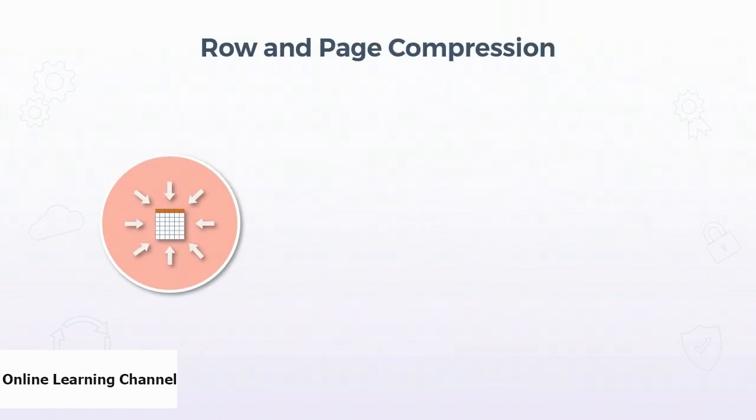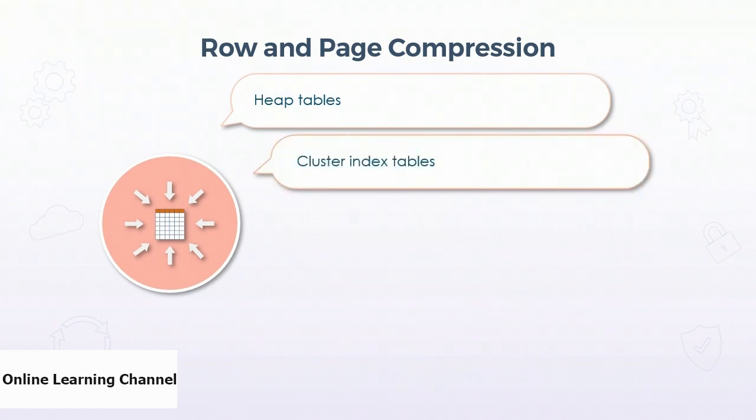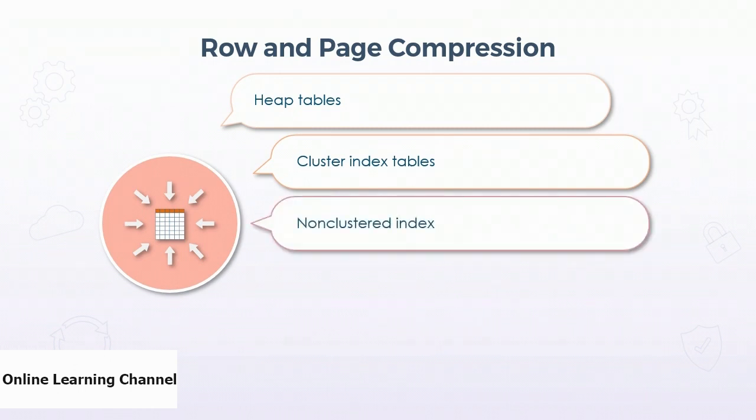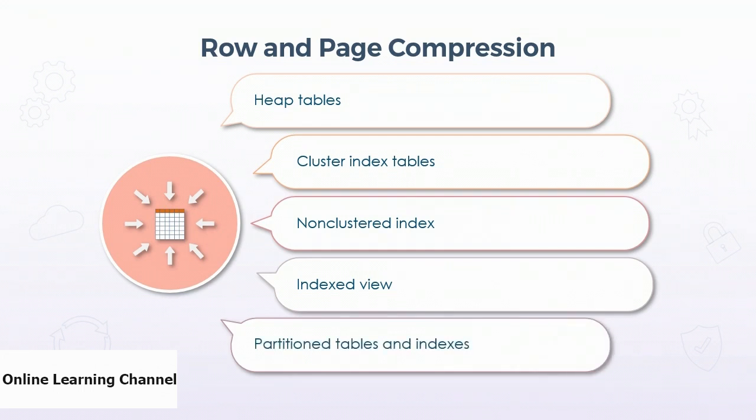Row and page compression can also be configured for the following database objects. An entire table that is stored as a heap can be compressed. An entire table that is stored as a clustered index can be compressed. An entire non-clustered index can also be compressed. An entire indexed view can be compressed. And interestingly, partitioned tables and indexes can be configured using a compression option for each partition. So compression settings can be different for each of your partitions.